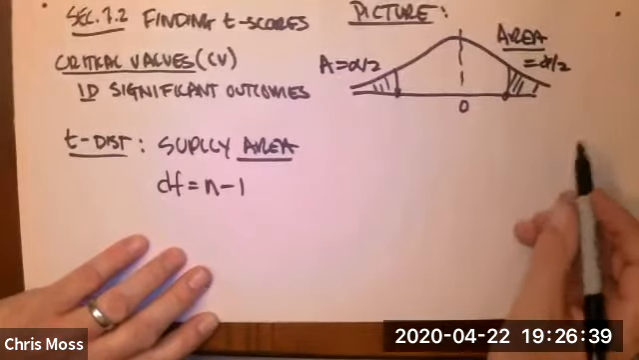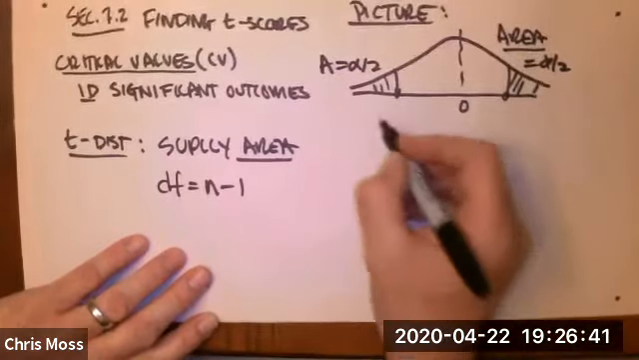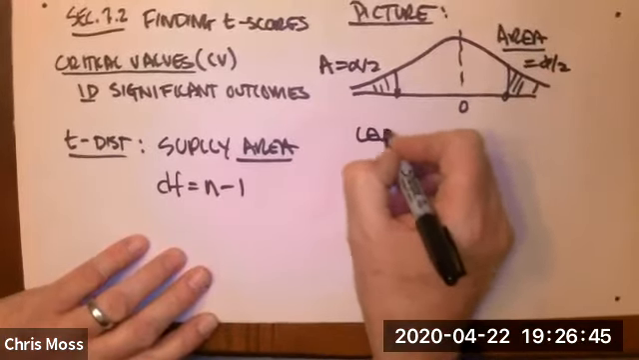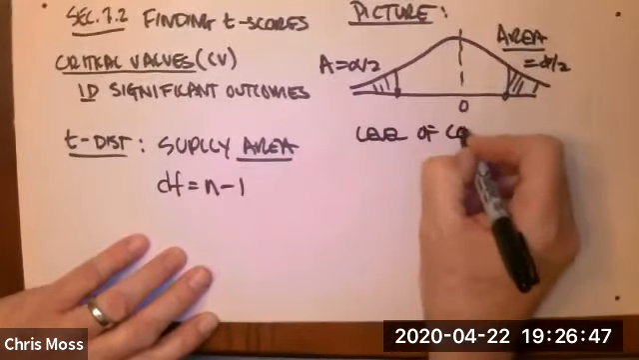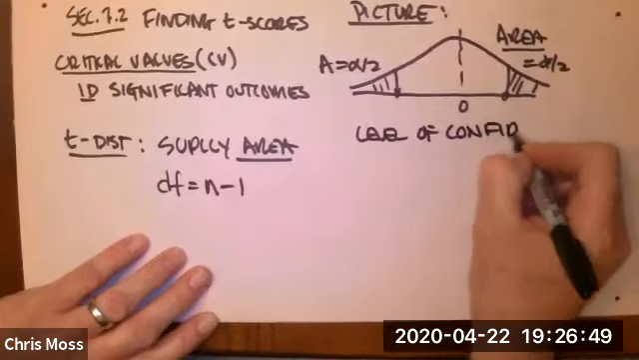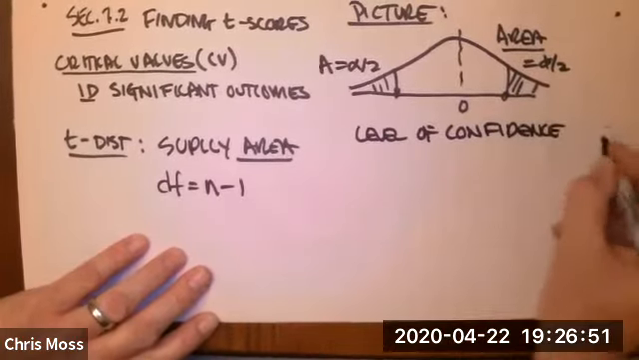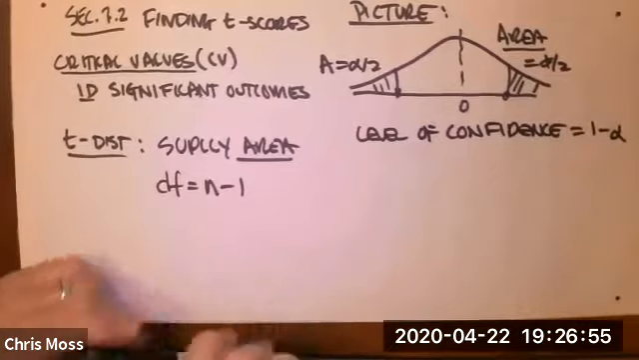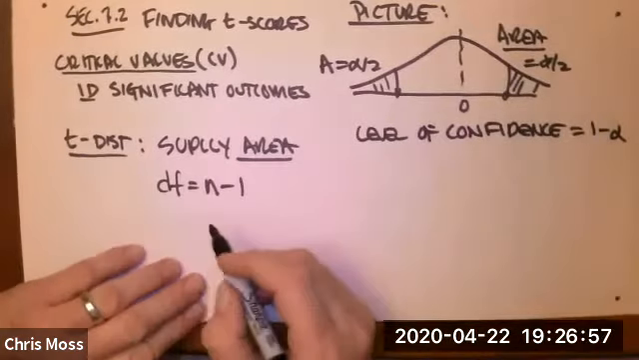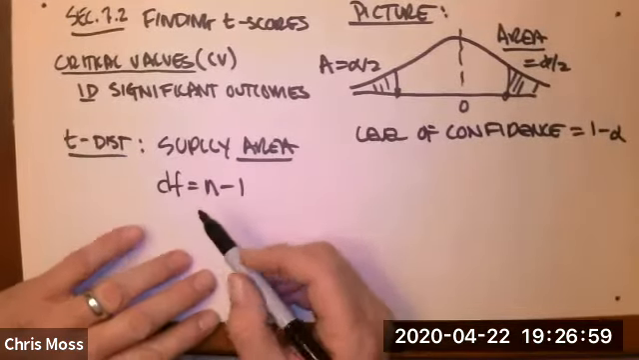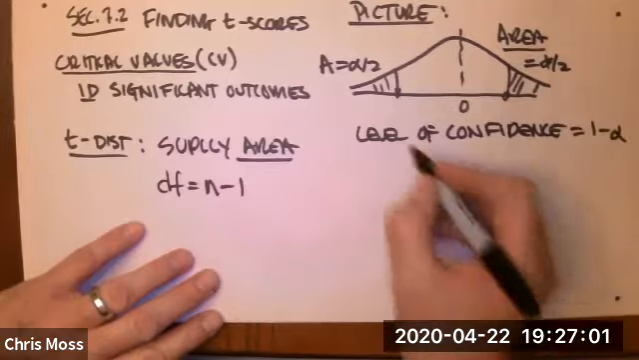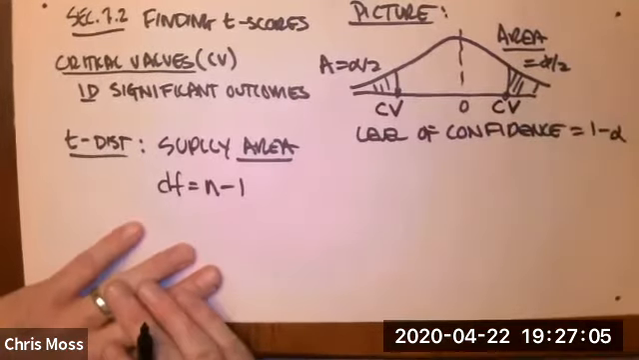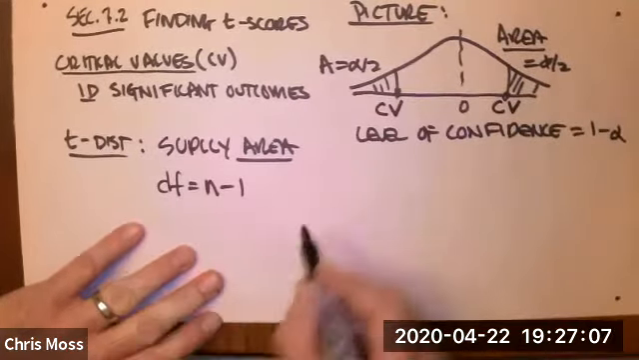Now, I'll remind people that the area is identified by looking at the level of confidence, and that level of confidence is equal to 1 minus alpha. That alpha is the alpha that appears right there. Now, in terms of a process, we'll want to identify those critical values there.